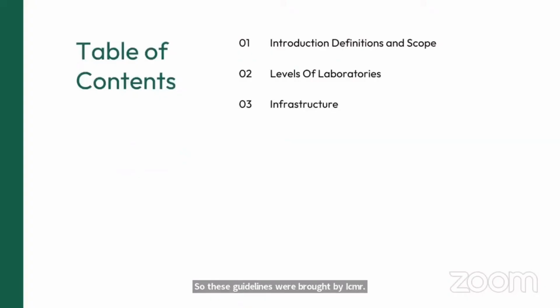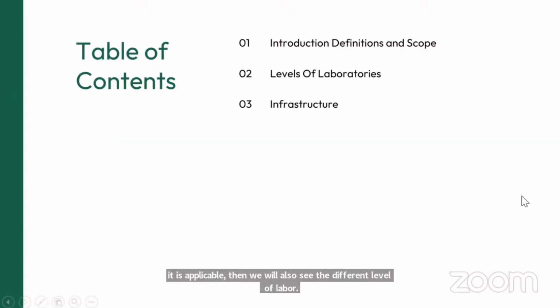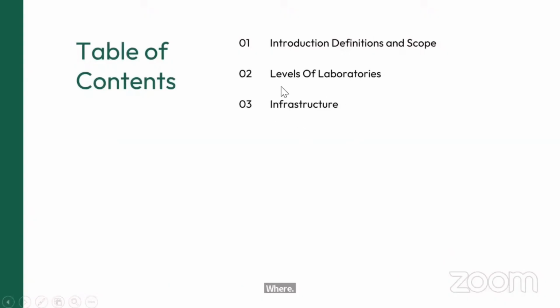So in this first session, what we are going to cover is the introduction of the course and the introduction of these ICMR guidelines. Then there are various definitions, and we'll see those in short. And then we'll also see the scope of this ICMR document, where it is applicable. Then we will also see the different levels of laboratories where this can be applicable, and then the next part will be the infrastructural requirement for these various levels of laboratories. All these things will be covered in this first session.